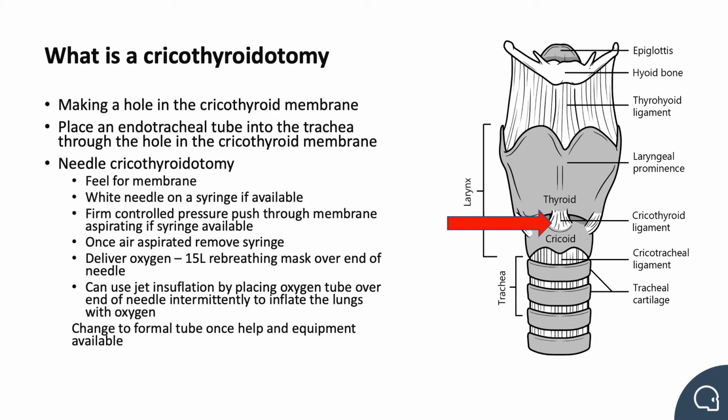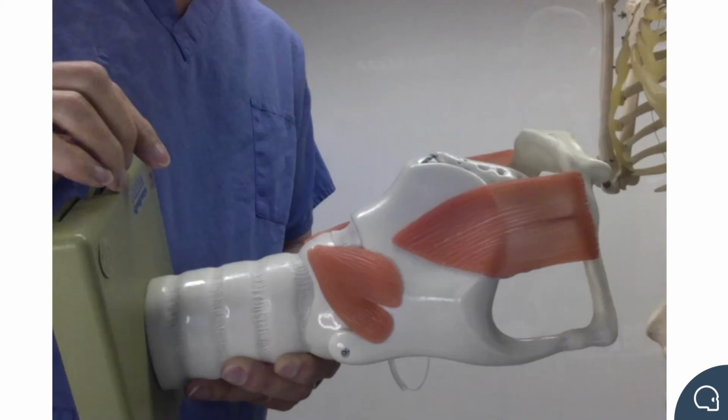You can also use jet insufflation to get more oxygen into the airway. You can attach the oxygen tubing to the needle and just inflate for a few seconds and then take it off again. You can change it to a formal tube once you've got the equipment and help on hand, if you need to. Let's go back to the model.